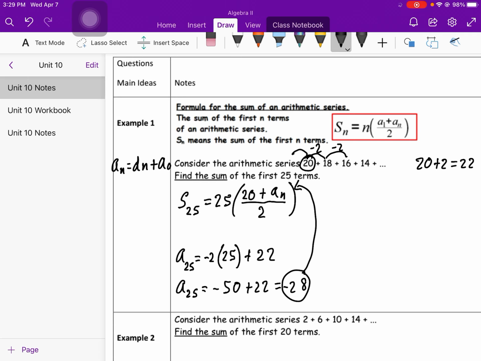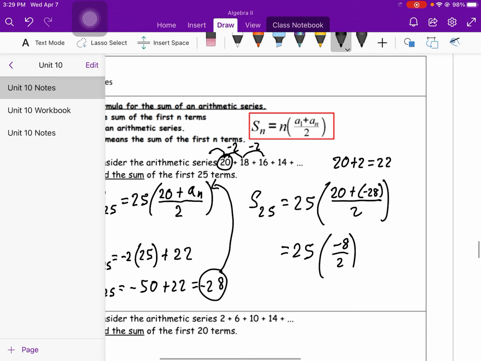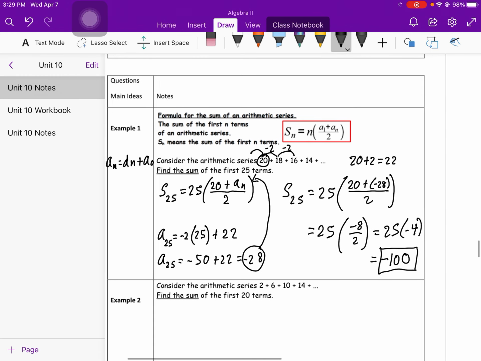Now we're going to take that and we're going to plug it into our formula up here. So S of 25 equals 25 times 20 plus negative 28, all divided by 2. So we're just finding the average. Now this one, you can probably do a lot of this without a calculator. So 20 plus negative 28 is going to be negative 8 divided by 2, which is 25 times negative 4, which actually just ends up equaling negative 100. Now, for some of the later examples, I will use a calculator, but this one was pretty easy to do without.